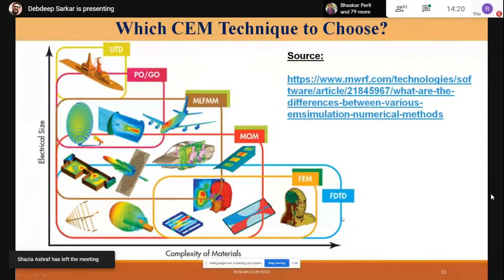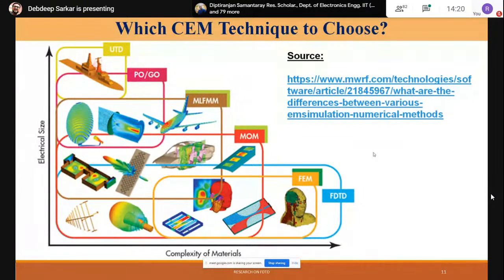So in my lectures, I will be specifically focusing on this FDTD method. I guess the topics of method of moments and other things are already taken up and will be taken up in the later parts also. So FDTD, as we know, is finite difference time domain. This is the full form. So I'll always be mentioning it as FDTD.